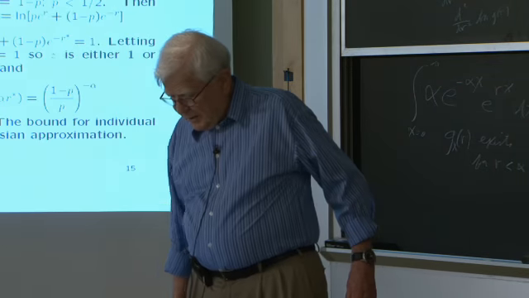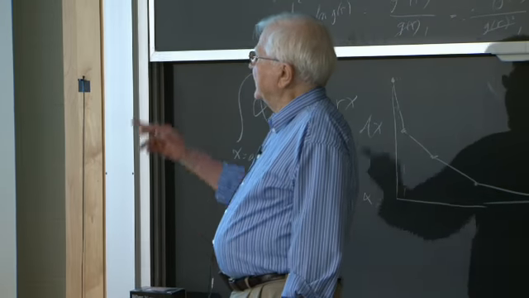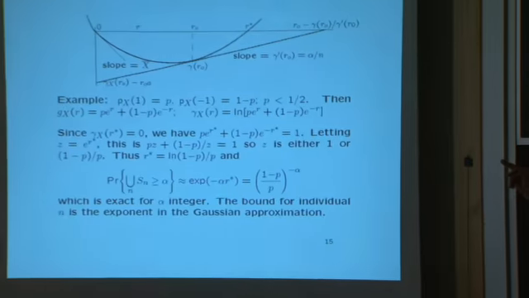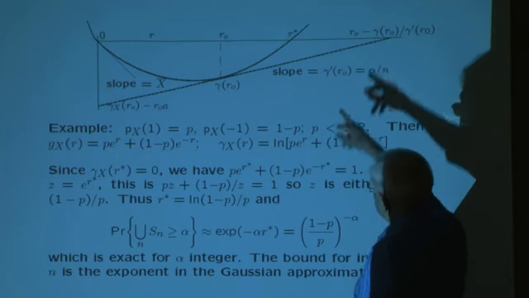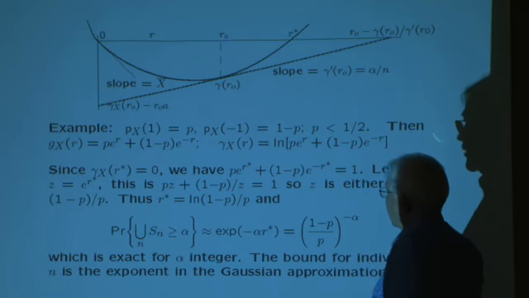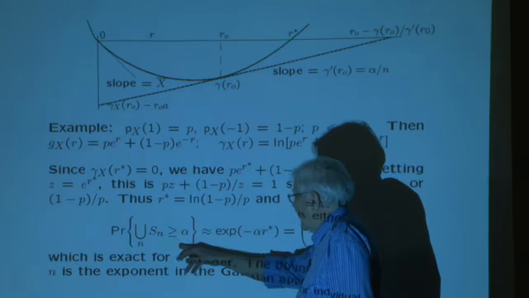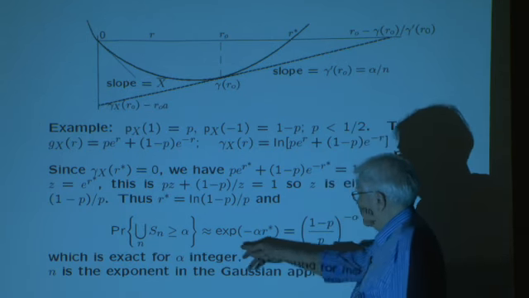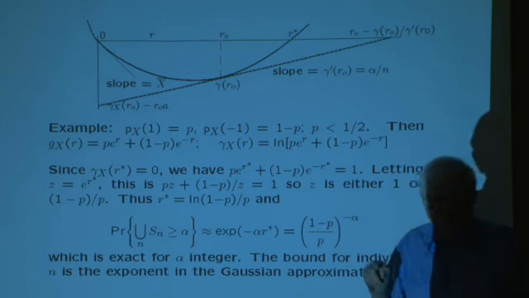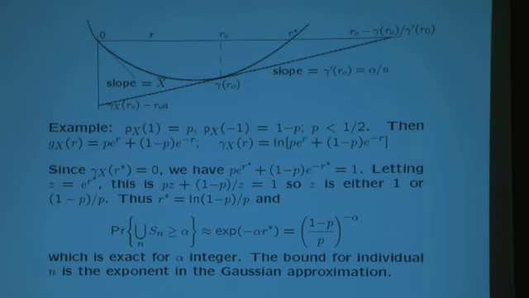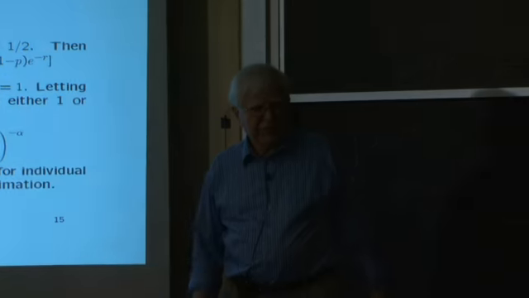And if you evaluate that for our friendly binary case again, x equals 1 or x equals minus 1, what you find when you evaluate that point alpha, r star, is that r star is equal to log of (1 minus p) over p, and our bound on the probability that Sn is greater than or equal to alpha is approximately e to the minus alpha r star, which is ((1 minus p) over p) to the minus alpha. I mean, why do I torture you with this? Because we solved this problem at the beginning of the lecture.